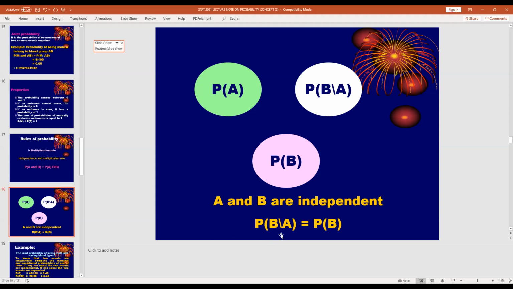Because if the conditional probability is equal to the marginal, then we are saying there is no connection between the two. It means the two can occur together. It means one does not need the other to occur. They can occur at the same time. Then it means they are independent. Independent means one does not depend on the other.